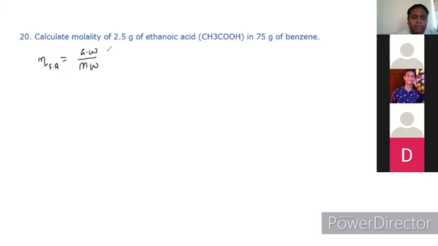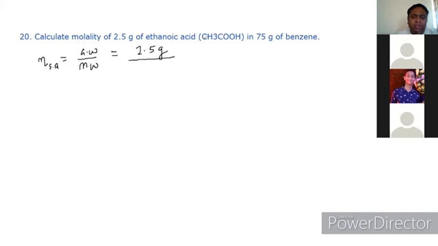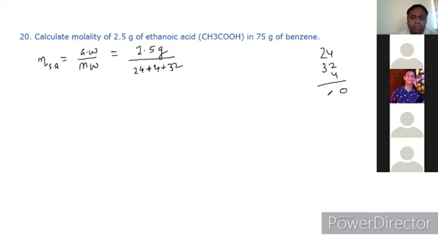It will be equal to 2.5 gram divided by the molar weight of ethanoic acid. How many carbons are there? 2 carbons are there, so 24. How many hydrogens are there? 4 hydrogens are there. So 4 and 2 oxygen, so 32. This comes out to be 60. So 2.5 divided by 60 moles.